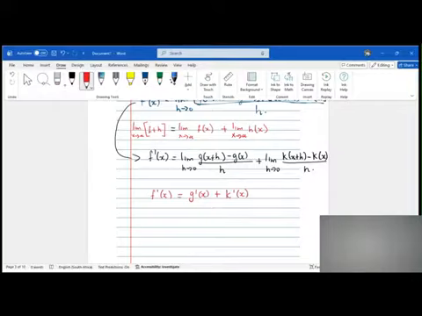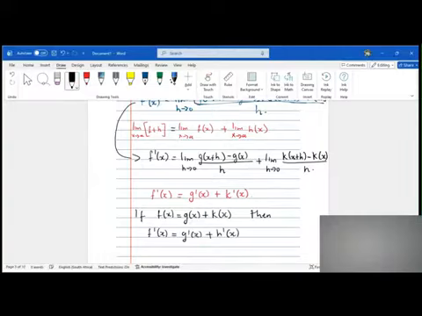So it equals g prime of x plus k prime of x, and f prime of x equals the derivative of g plus the derivative of k. So that's what we have, and we have proved that using our first principle.